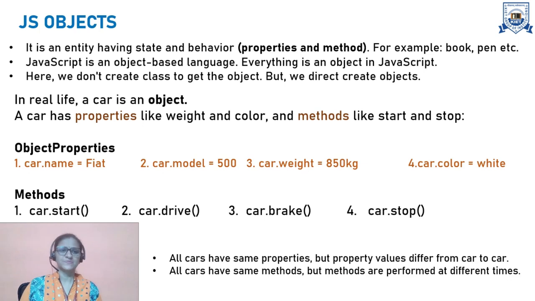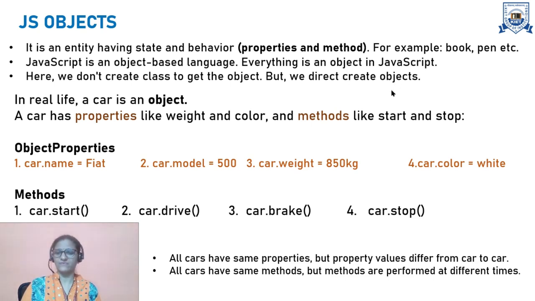JavaScript object. Basically, it is an entity having state and behavior. State is given with the help of its properties, and behavior is provided with the help of its methods. For example, book is an object, pen is an object, car is an object. So everything is an object. JavaScript is an object-based language because everything is an object in JavaScript. Here, we don't create a class to get the object as we do in Java, but we directly create the objects.